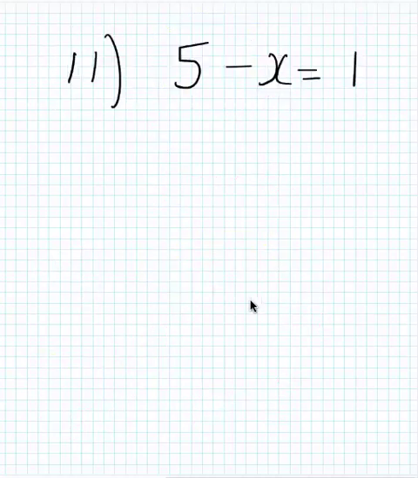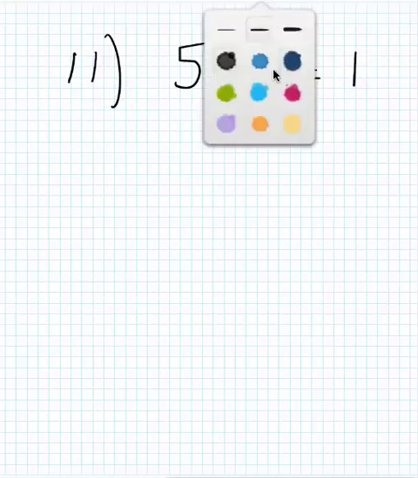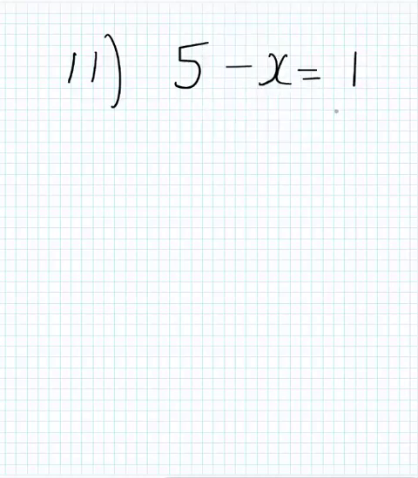So with our next example, you'll notice that we've got 5 take away a number to give us 1. What is 5 take away something to give you 1? Well, we know x will have to equal 4. And it's a positive 4. So we have solved this mentally. Now, let's show some working out mathematically.